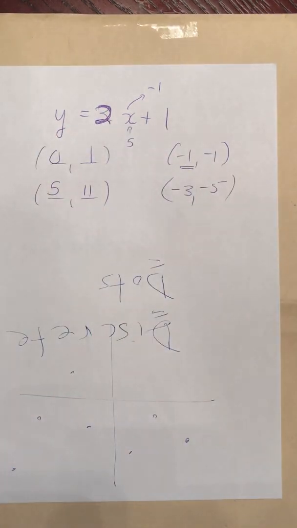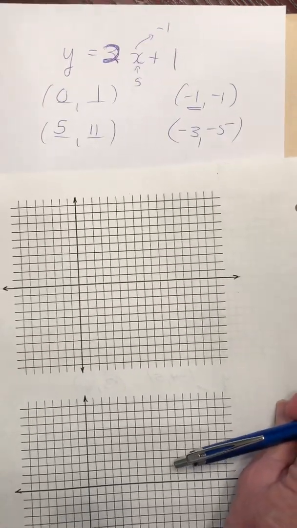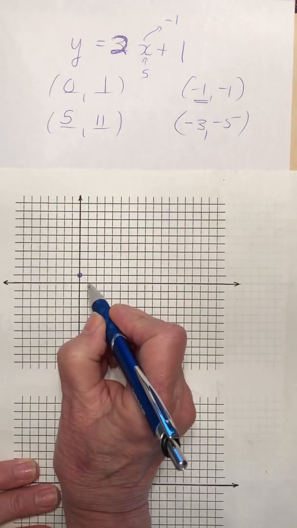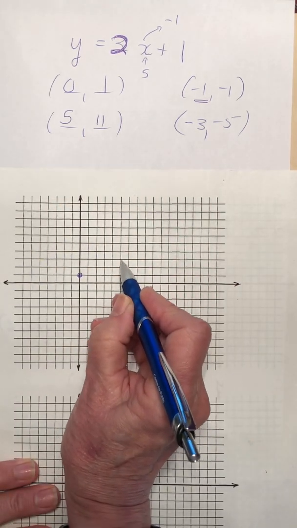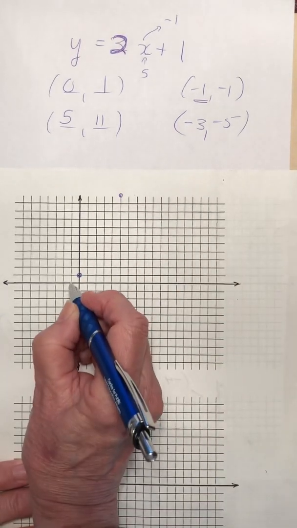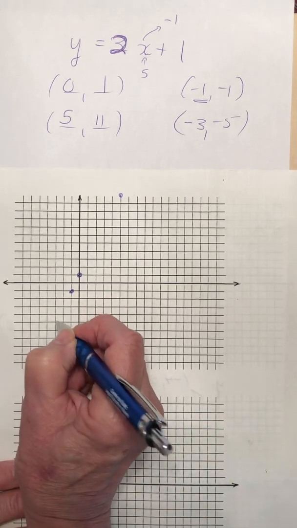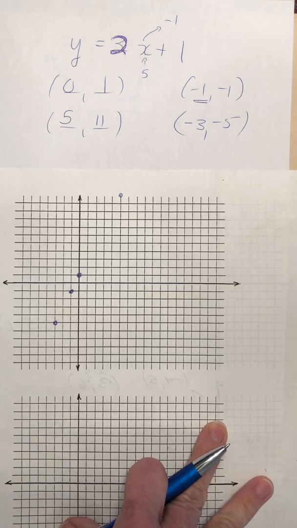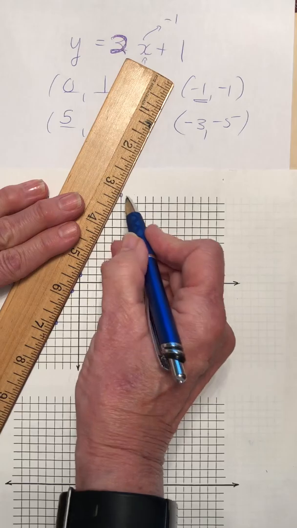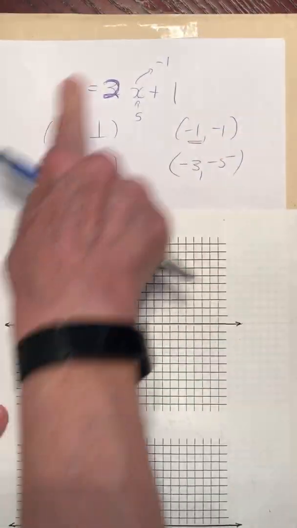I can take all those points now and plot them on a graph. And there should be a pattern happening. So 0, 1 would be right here. 5, 11 would be up here. Negative 1 would be here. Negative 3, negative 5 would be there. Can you see a pattern? These are actually all falling along the same line because these points all came from the same relation.